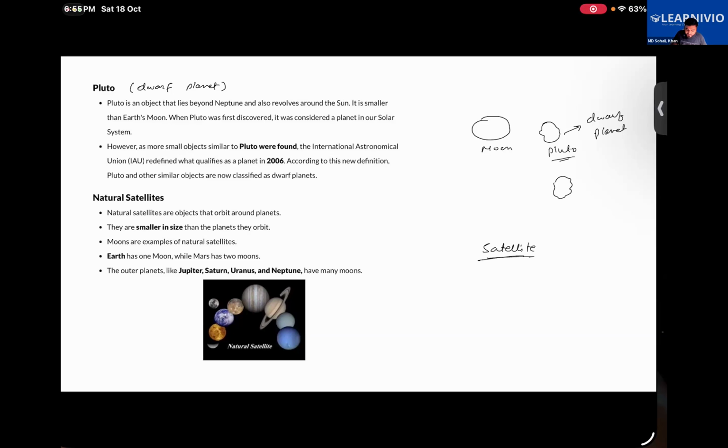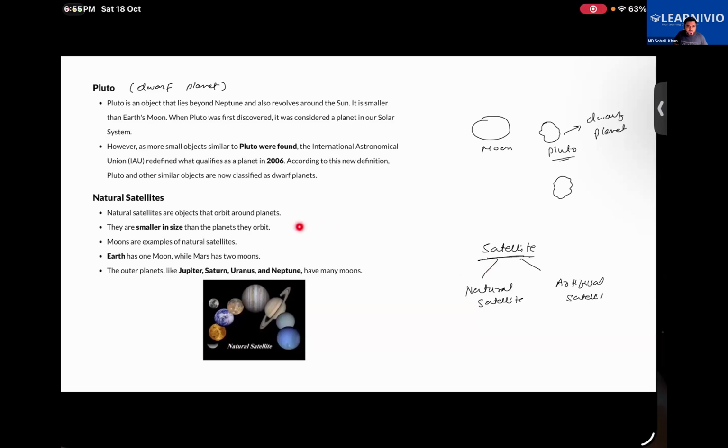But satellites are also of two types. One is natural and another is artificial satellite. So natural satellites are basically objects that orbit around the planets, for example, the moon.